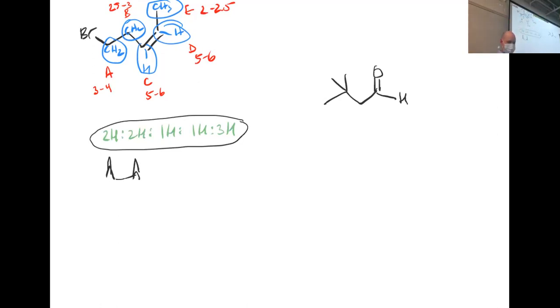So let me take one of these peaks and show you what you'll be asked to do on your quiz next Wednesday. Let's go with that environment E right there. Basically what I would tell you is we have a peak. It's a signal.